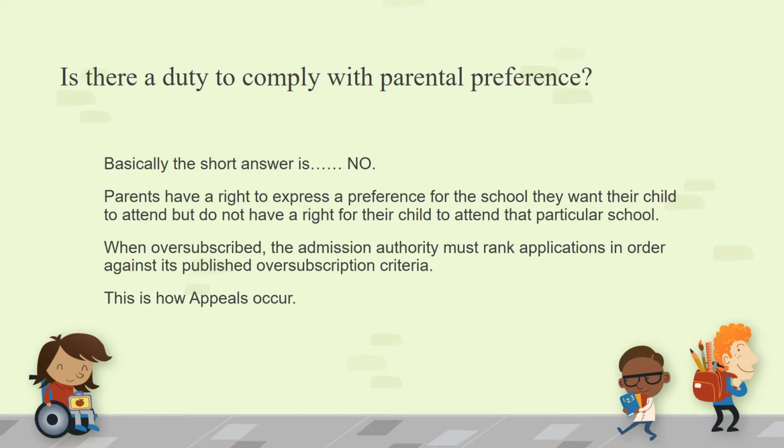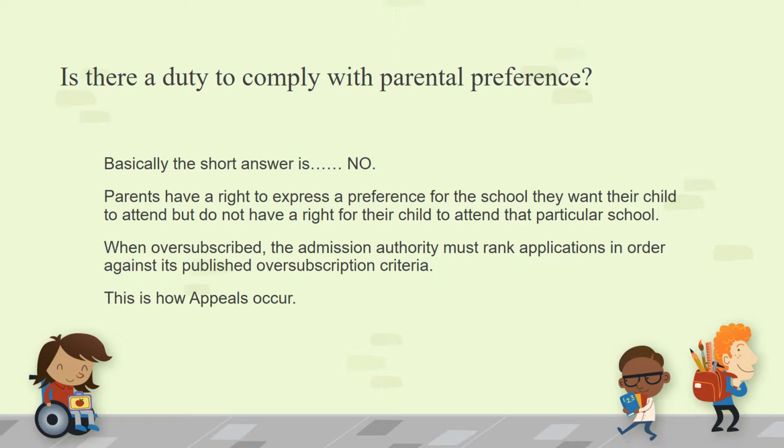Is there a duty to comply with parental preference? Local authorities are under an obligation to comply with the wishes of a parent in expressing a preference for a particular school, unless it would prejudice the provision of education or the efficient use of resources. Therefore, parents have a right to express a preference for the school they want their child to attend, but do not have a right for their child to attend that particular school.